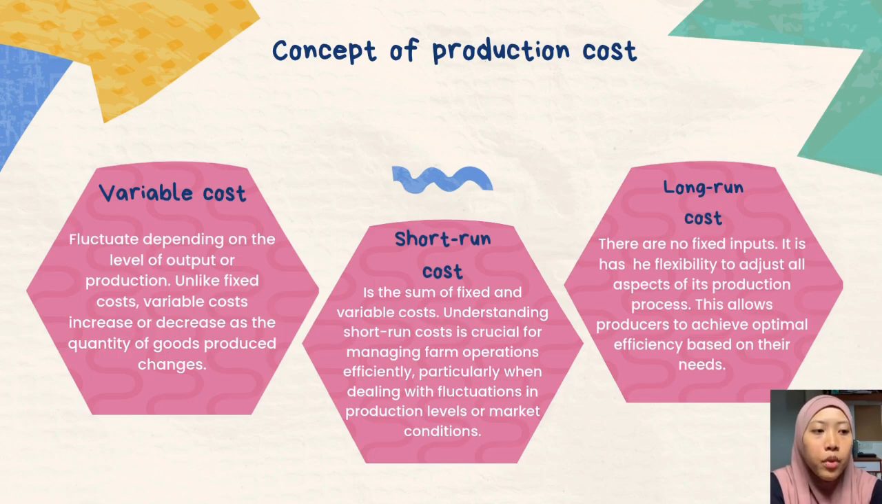While short run cost is the sum of fixed and variable costs. Understanding short run cost is crucial for managing farm operation efficiently, particularly in dealing with fluctuation in production levels or market conditions. Lastly, long run costs. These have no fixed input. It has the flexibility to adjust all aspects of its production process. This allows producers to achieve optimal efficiency based on their needs.